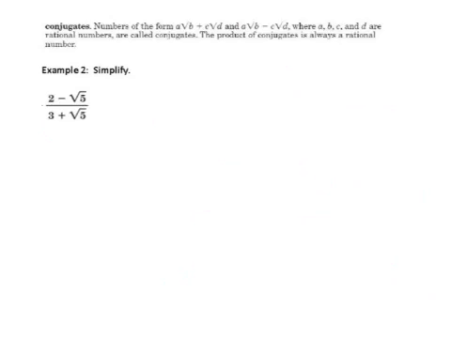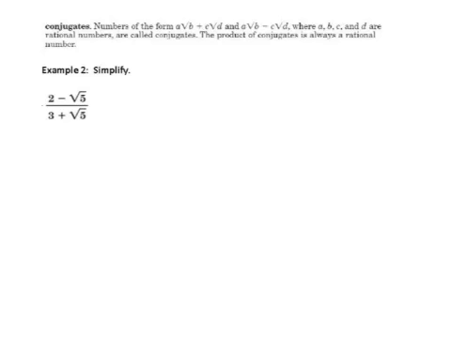Now let's consider the second example. But before we do, let's read our notes for the definition of a conjugate. Let's read. Conjugates, numbers of the form a root b plus c root d and a root b minus c root d, where a, b, c, and d are rational numbers, are called conjugates. The product of conjugates is always a rational number. So let's take their word for it and see what happens here.